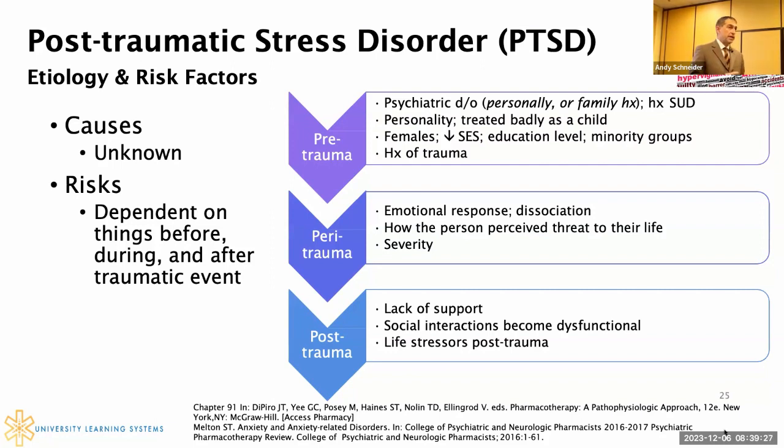Most people are mostly focused on whether it's been economic, whether it's been some depression or just paranoia, but there has been an increase in PTSD, and there's also been an increase in suicide rates, especially in older adults. We don't talk about it, but it's what the data show. Oftentimes, there's also post-trauma lack of support. Social interactions become dysfunctional.